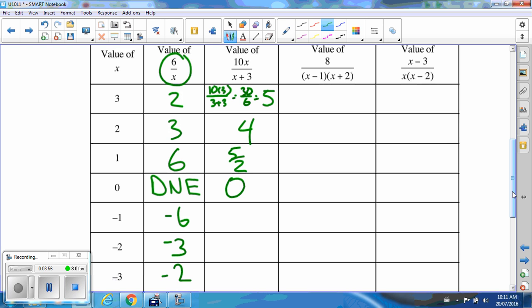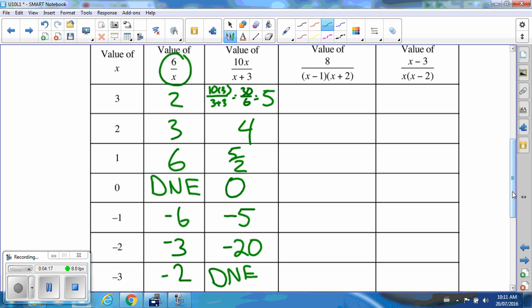Negative 1. Negative 10 over 2 is going to be negative 5. Negative 2 is going to be negative 20 over 1. If I put in negative 3, I get negative 30 over 0. Wait a sec, I can't do that. That does not exist. Here we go. 8 over x minus 1, x plus 2.